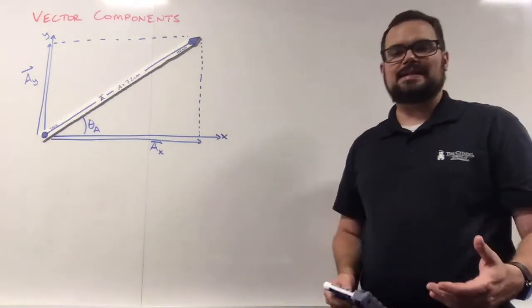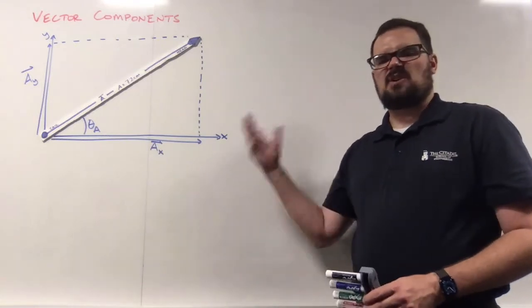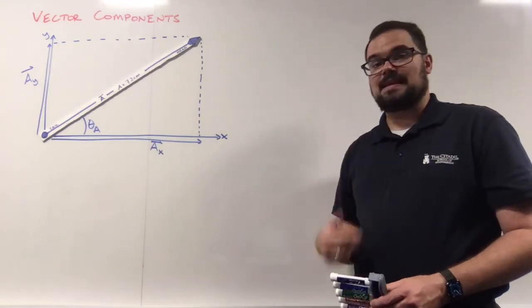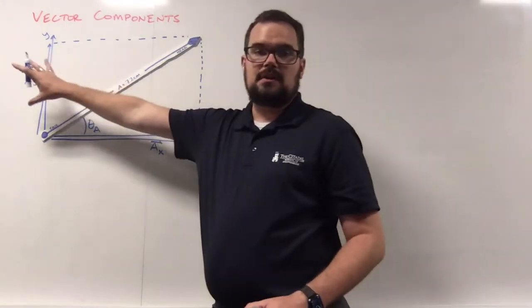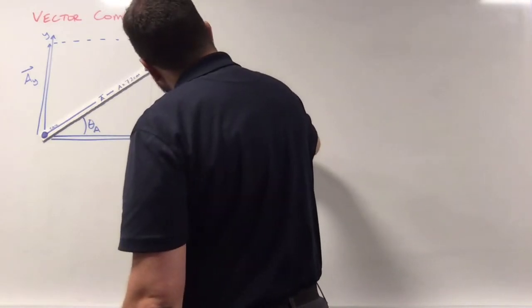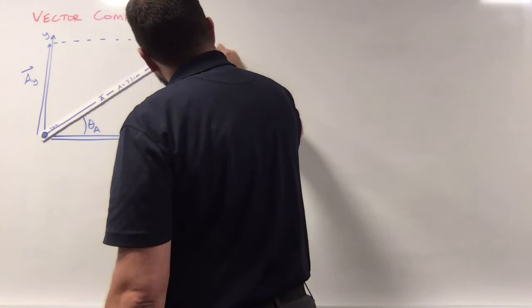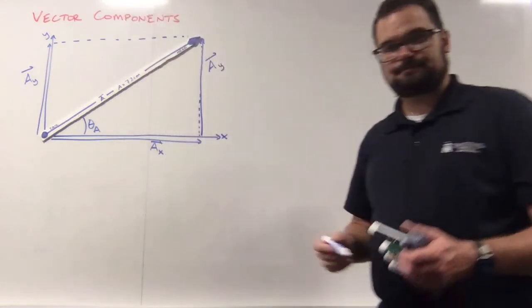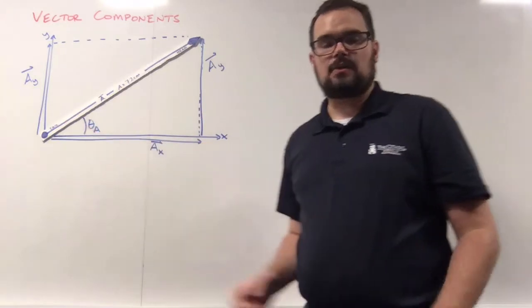Now, as I recall, we didn't actually like the parallelogram law all that much because it involved drawing parallelograms and these different things, but the triangle rule might be more helpful. And so I could draw the y component just as easily over here. It has the same magnitude and direction. And now I'm looking at a right triangle.